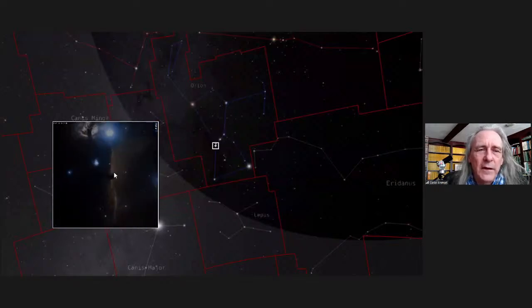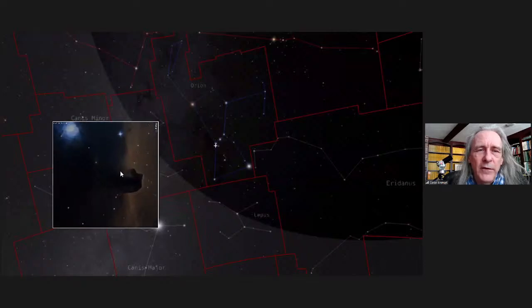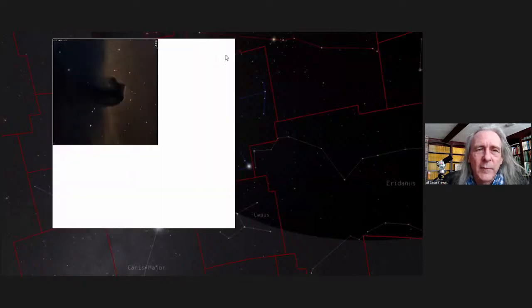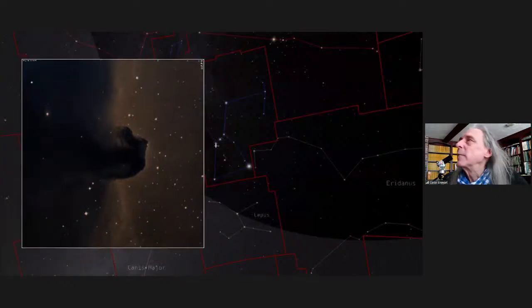So let's zoom in. And once again, with visible light, this is what we see. We see the horse's head. I'll make this bigger. But if we look at this with infrared light, let's do that. Oh, hold on. Yeah, Scott, there we go.